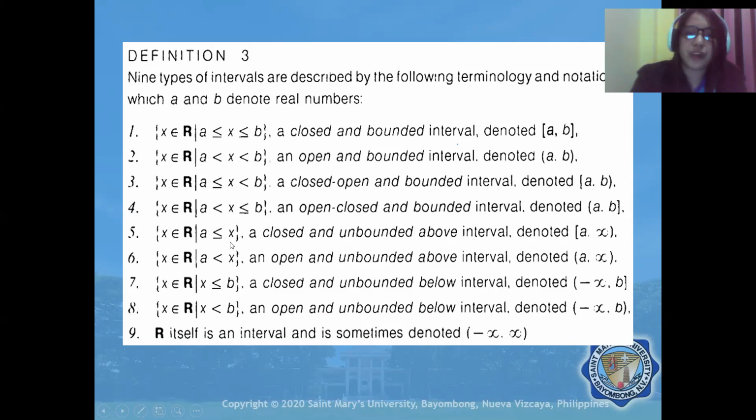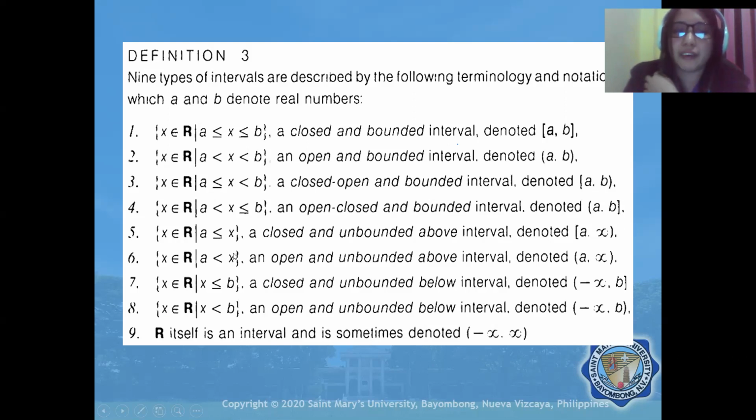For number 5, we rather define it as open and closed. So for number 3, it is closed-open. For number 4, it is an open-closed bounded interval. Again, we use the interval symbol for open and closed: a round bracket and then close with a square bracket.